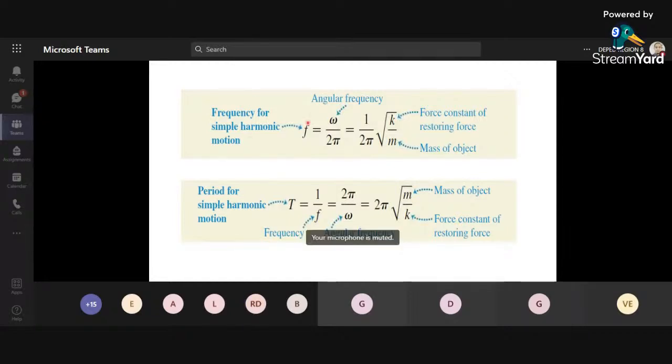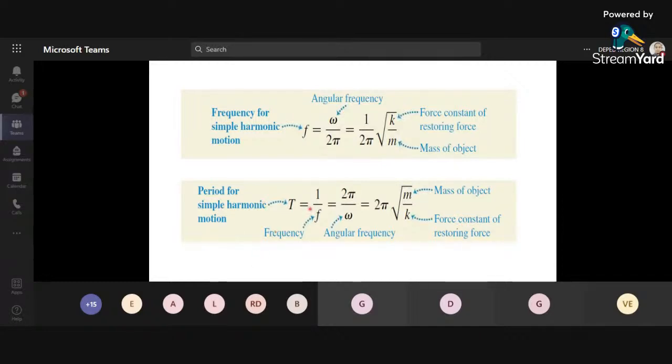So this is the different equation for frequency. So to discuss last time, okay, the equation is 1 over period man, no? So in angular frequency, we can write the equation as the frequency is equals to angular frequency divided by 2 pi, or frequency is also equal to 1 over 2 pi, the square root of the spring constant divided by the mass of the object.